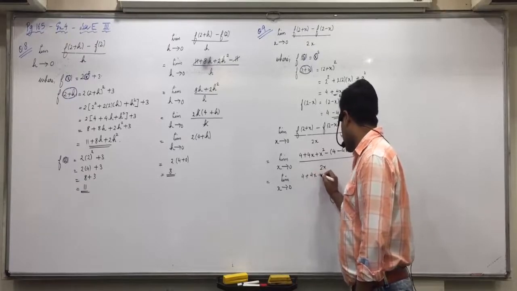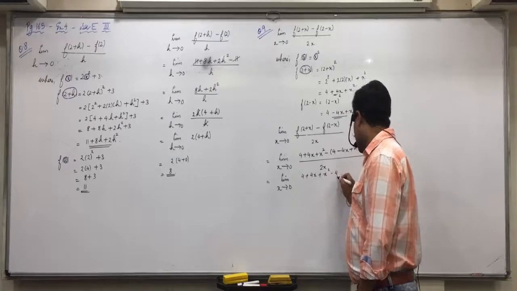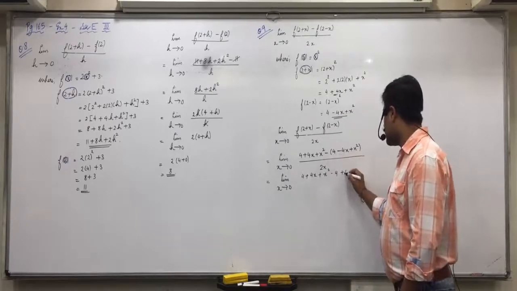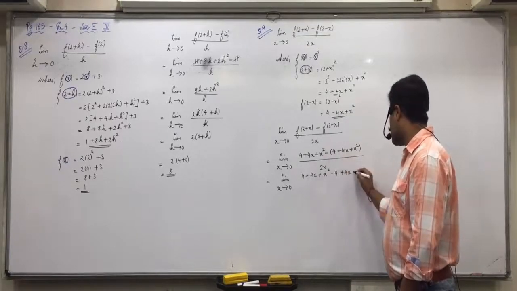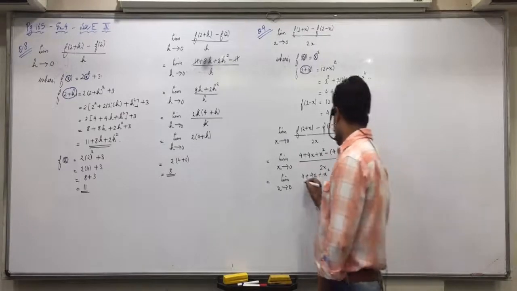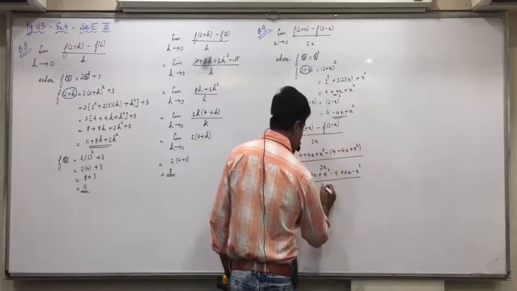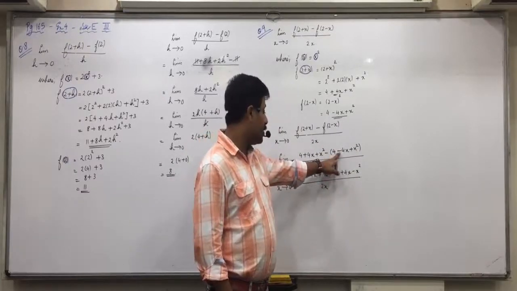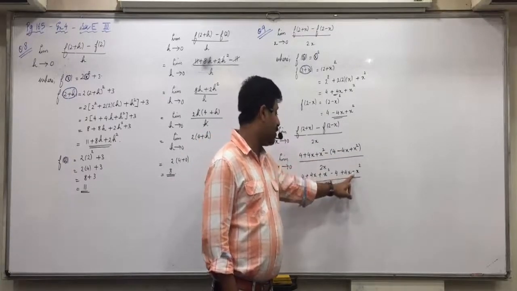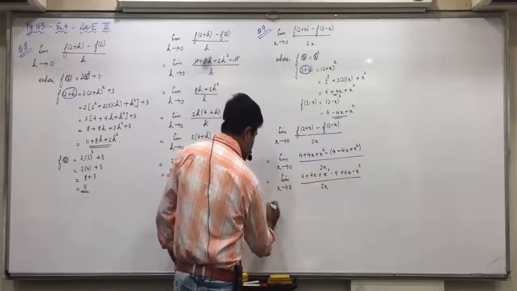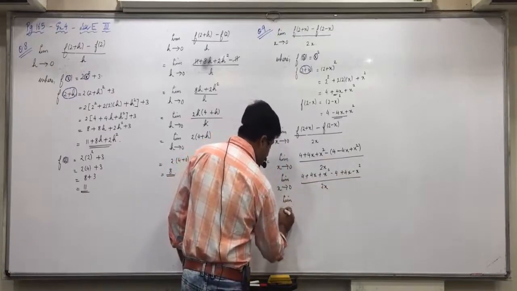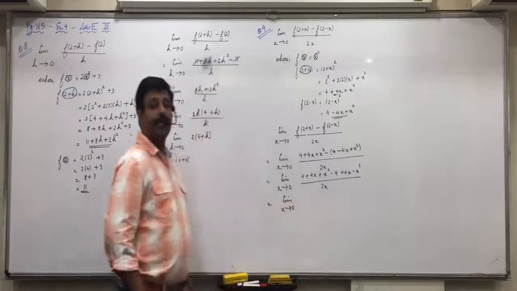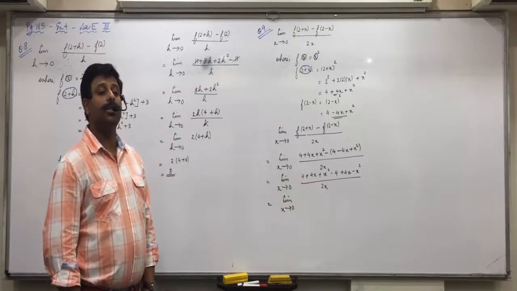4 + 4x + x² minus 4: minus into minus becomes plus 4x, and minus into plus becomes minus x², divided by 2x. Did everyone understand? If you open the bracket, signs will change. Minus will become plus, plus will become minus. So limit x tends to 0.